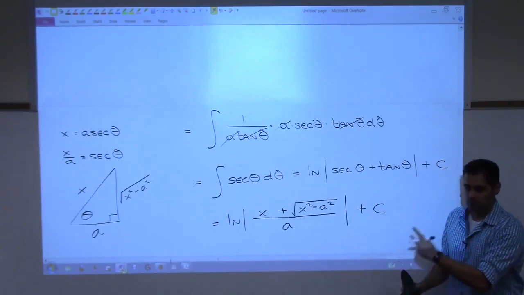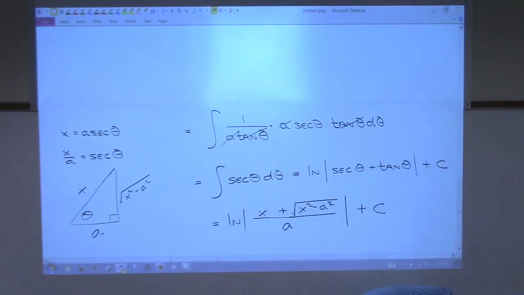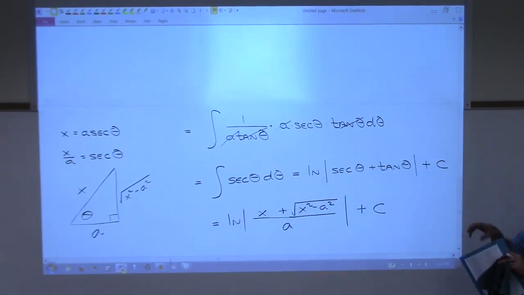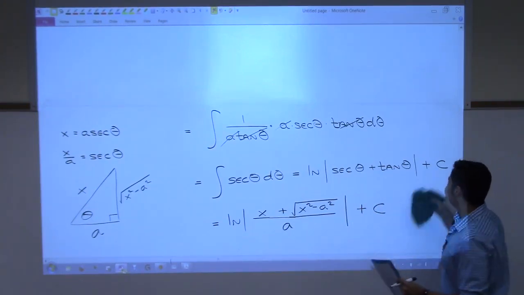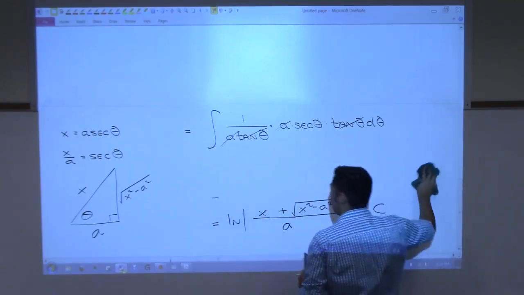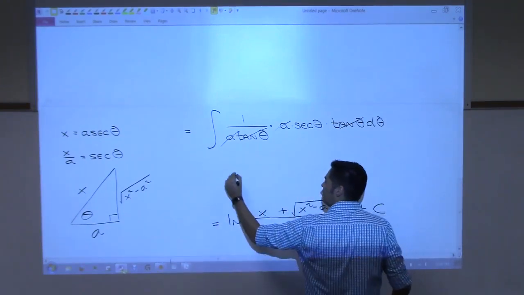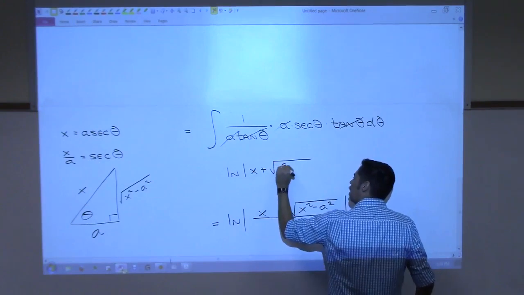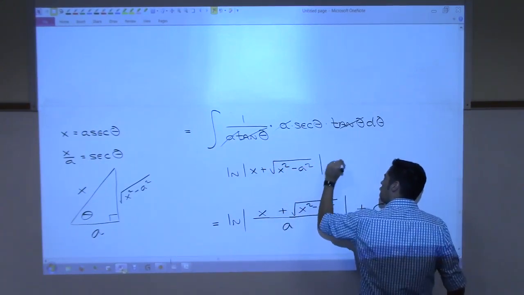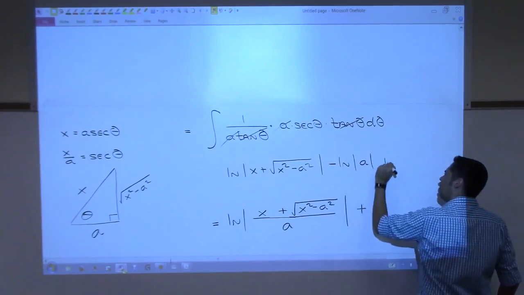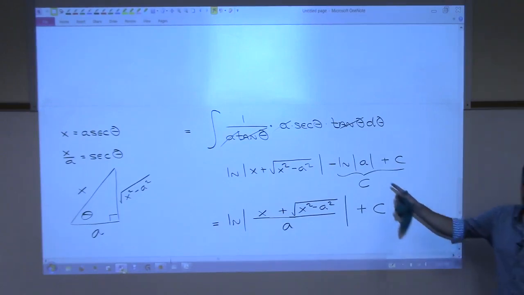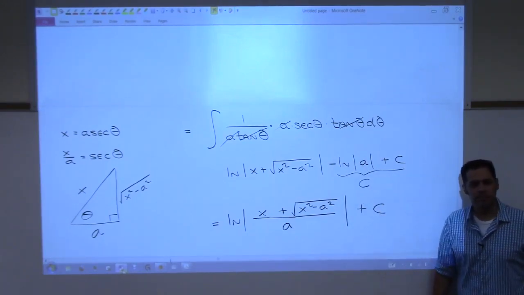Yeah? Yes? Okay, now what you could do is you could use a property of logs that if you have division inside of a log, you can split it into two logs with subtraction. So that's the most you could do, and that's probably what the book would do. Watch. The book would probably do this. Natural log absolute value of x plus square root x squared minus a squared minus natural log a plus c, but then we'd realize that this right here is just a constant anyway. So they'd probably dump this natural log A part completely and just put plus C.